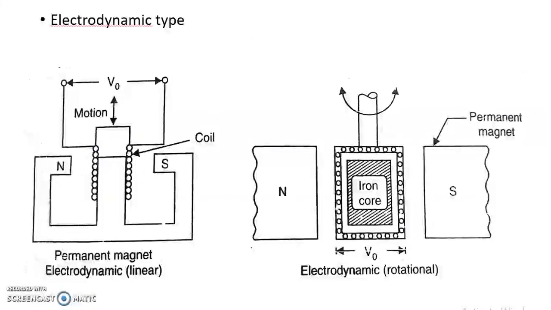Now let us see the electrodynamic type self-generating variable inductance transducer. There are two types of electrodynamic type here. One is linear type and another one is rotational type. In the linear type, there is a permanent magnet and the coil is wound around the central limb of the permanent magnet. The coil is wound around the central limb such that this coil is movable. It can move up and down linearly.